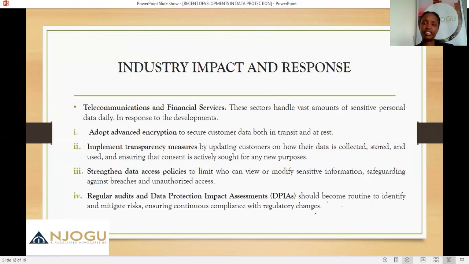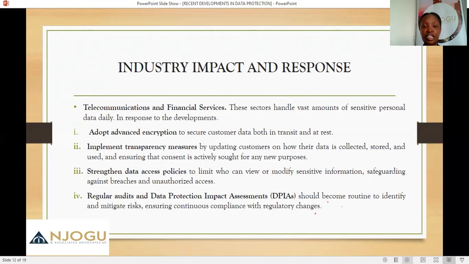What are the industry impacts and response to all this? What is it for the various industries? We look at telecommunications and financial services. We've looked at the various cases. Those are among the 8 cases that were decided in the month that has passed, the month of September. So when we look at the various cases and how the ODPC was able to analyze and rule on them, what are the industry impacts and response?